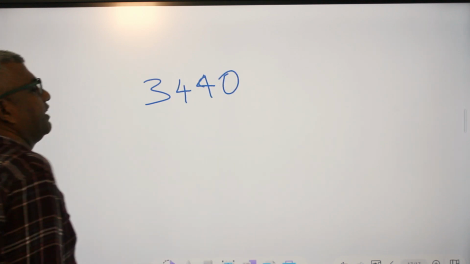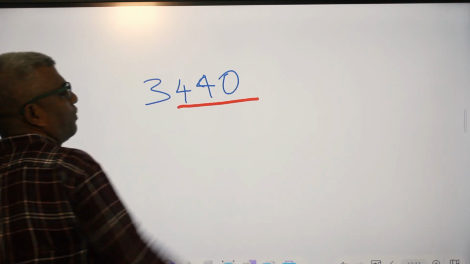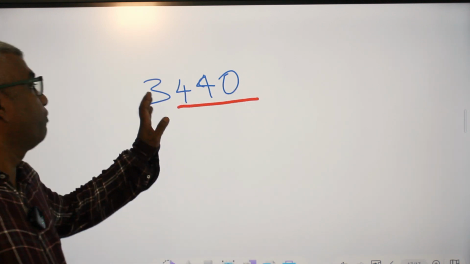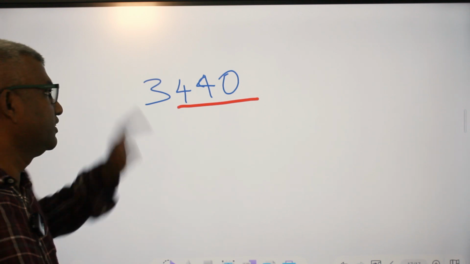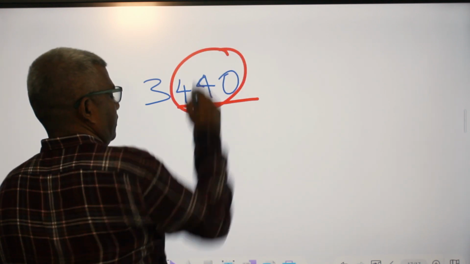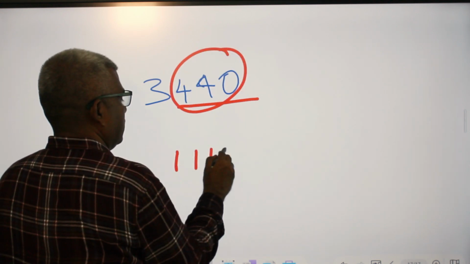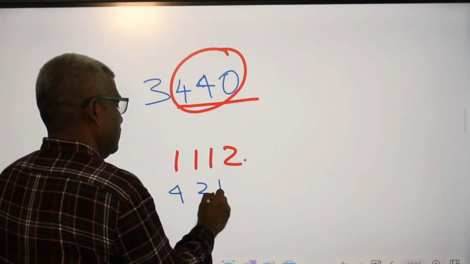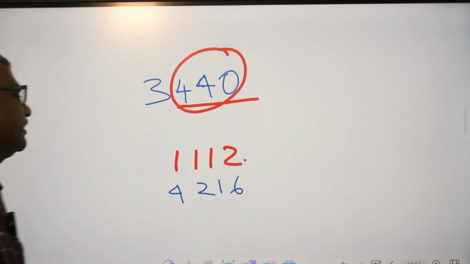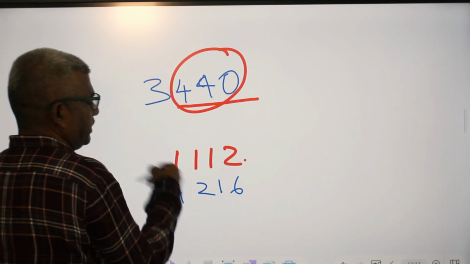3440. What we have to do? Check only 440. Only 440 we have to check, because 3000 is divisible by 8. Okay? Okay, for example, check it out. 1000, leave it.